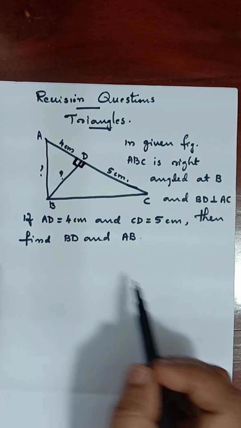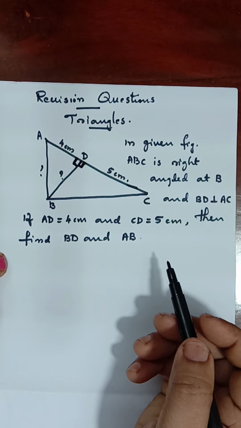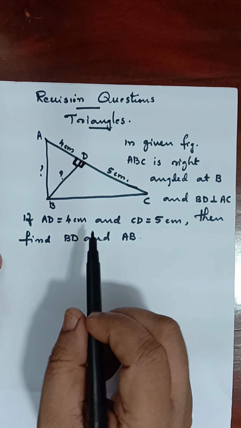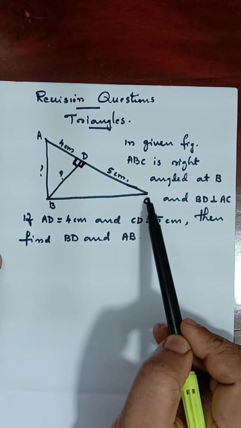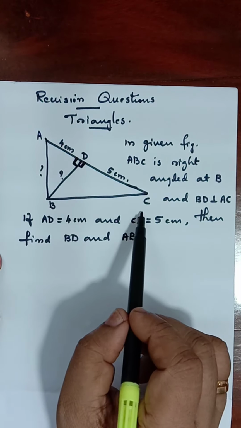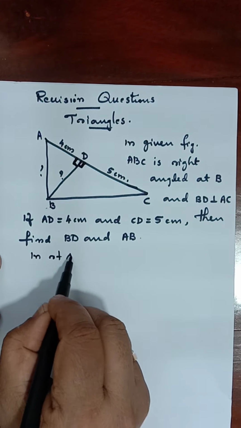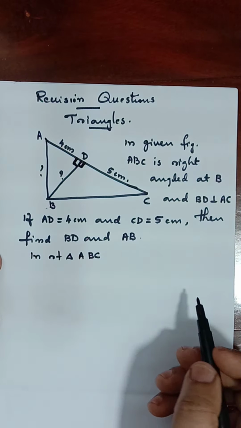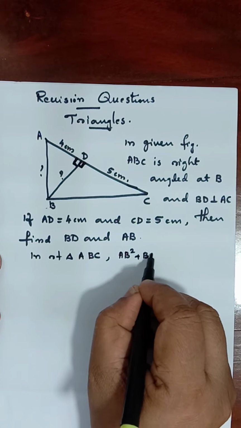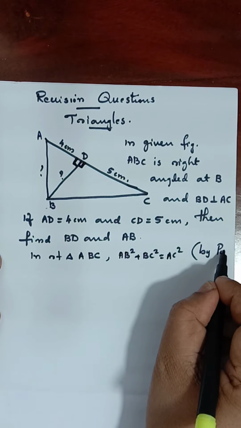These two we have to find out. So when we get a right triangle, we have to think of Pythagoras theorem, and we are going to use Pythagoras theorem in order to get two sides of right triangles. So by using Pythagoras theorem, in right triangle ABC, we can write AC square is equal to AB square plus BC square. That is, in right triangle ABC, AB square plus BC square equal to AC square by Pythagoras theorem.